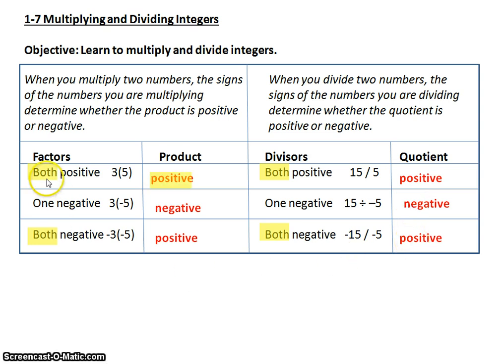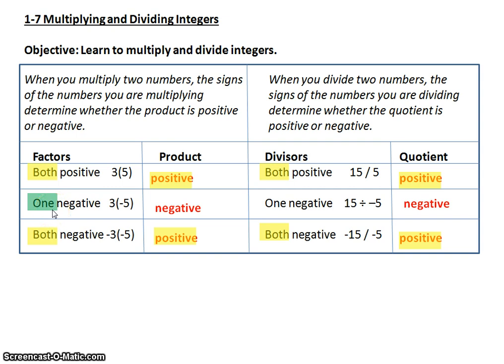So, both factors positive when multiplying, our answer is positive. Both factors negative when multiplying, it's positive. Both, when dividing, are positive, our answer is positive. Both are negative when dividing, our answer again is positive. So, when multiplying and dividing, if the signs of the numbers are the same, either both positive or both negative, our answer, whether that be division or multiplication, will be a positive answer.